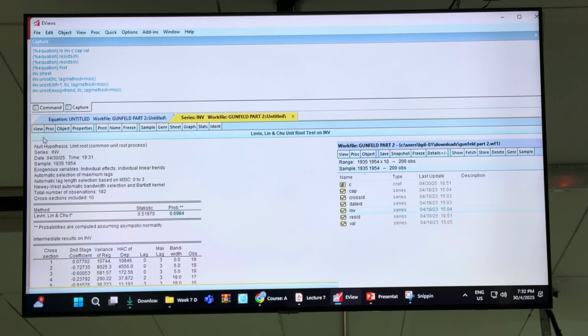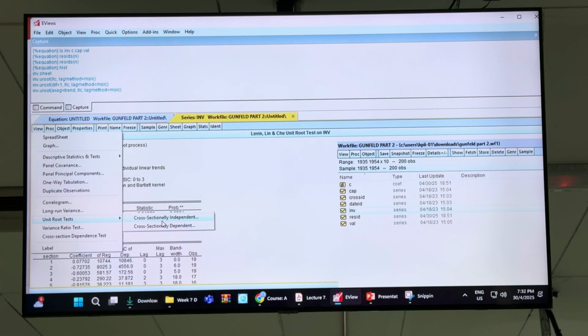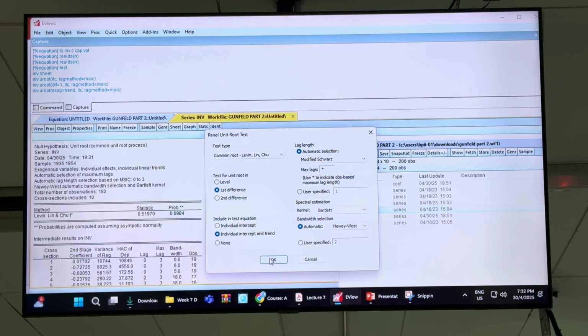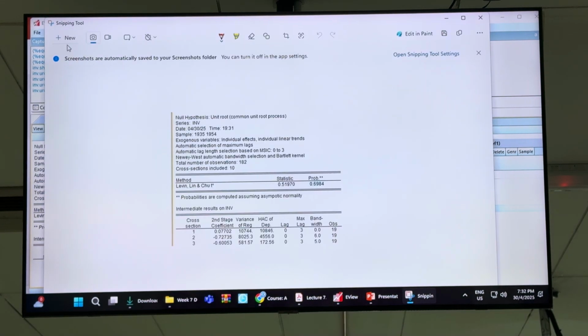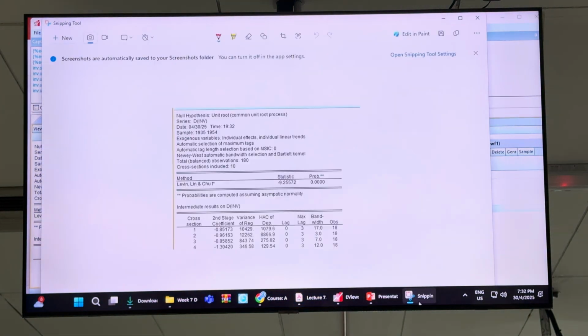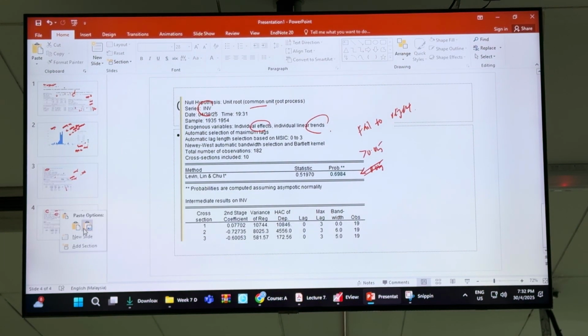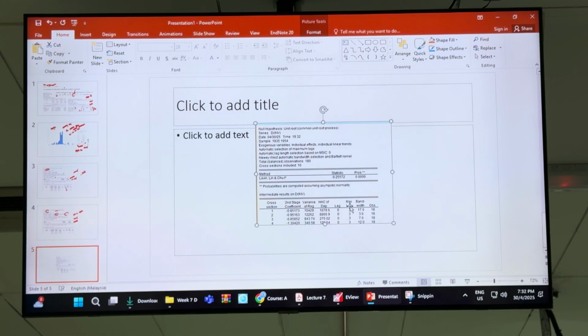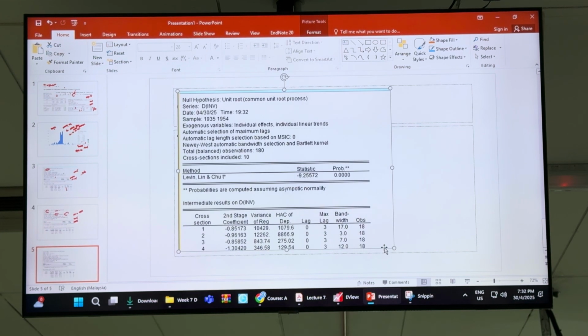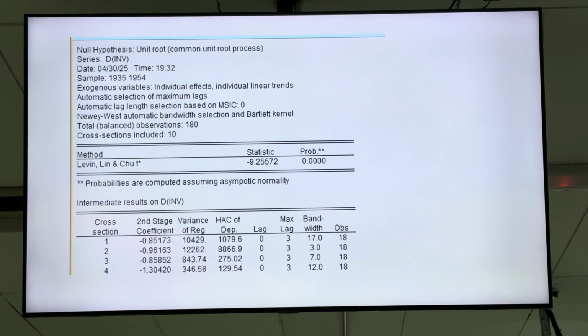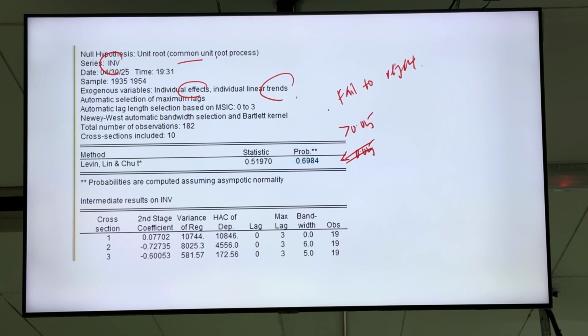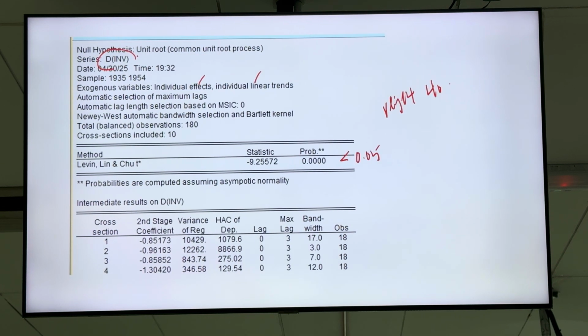So I go again to View, go to Unit Root Test, and test for the first difference. Stationary, right? Yes, highly significant. So now, once I first difference, and then with the intercept and trend, again the test statistic here becomes lesser than 0.05. So now you reject the null hypothesis. So when combined with the previous result, you fail to reject in the level, then you reject in the first difference.